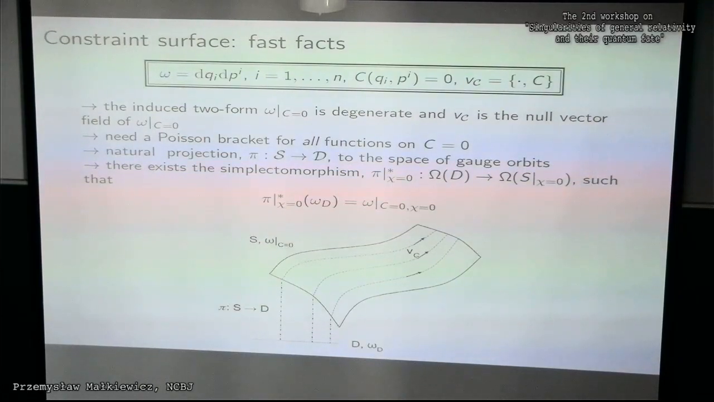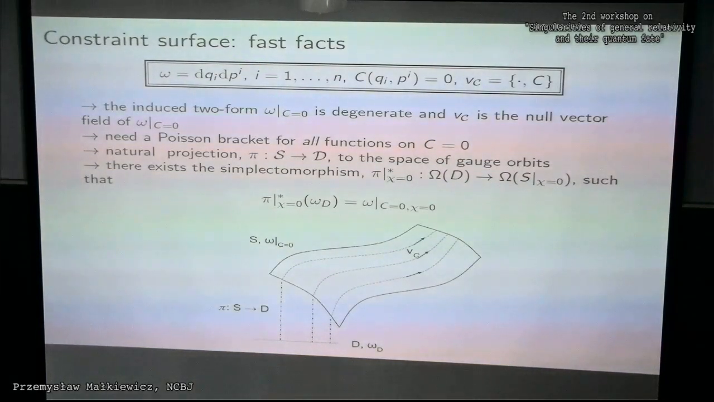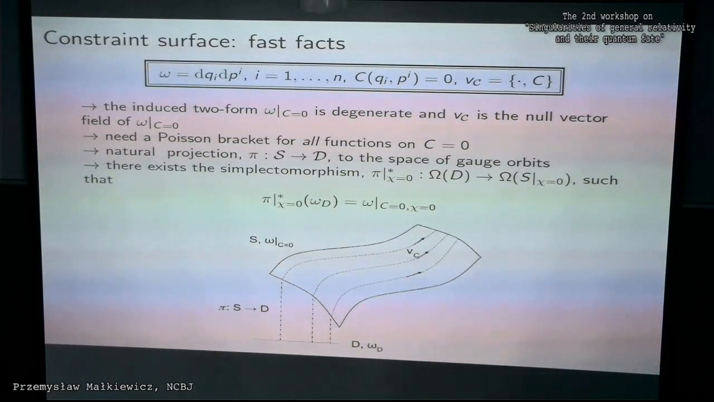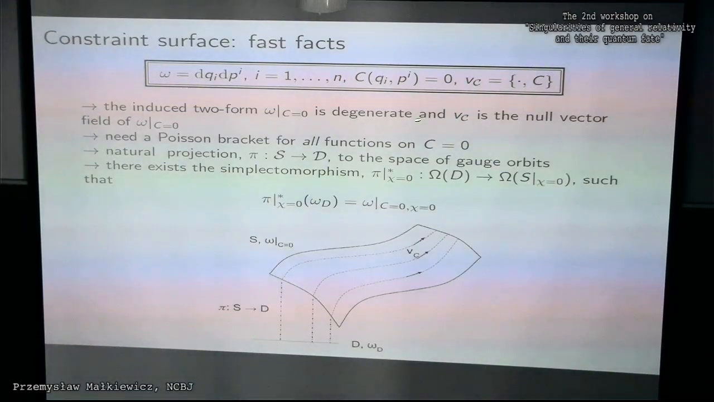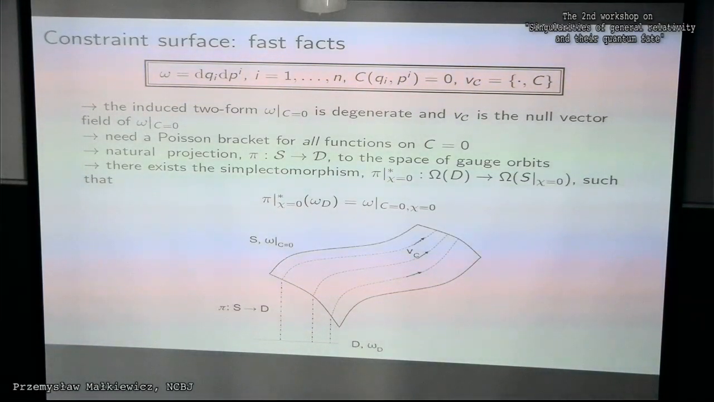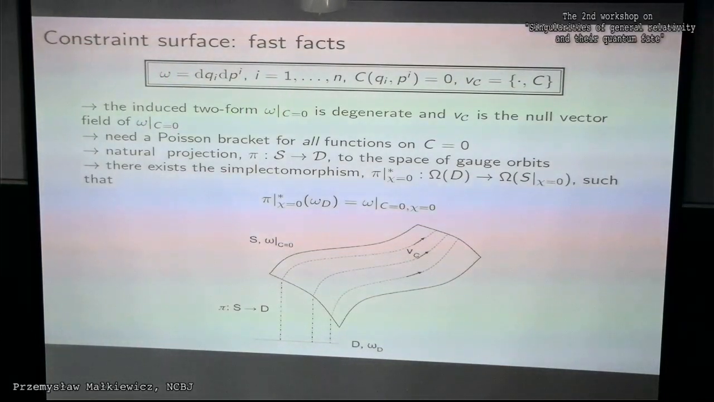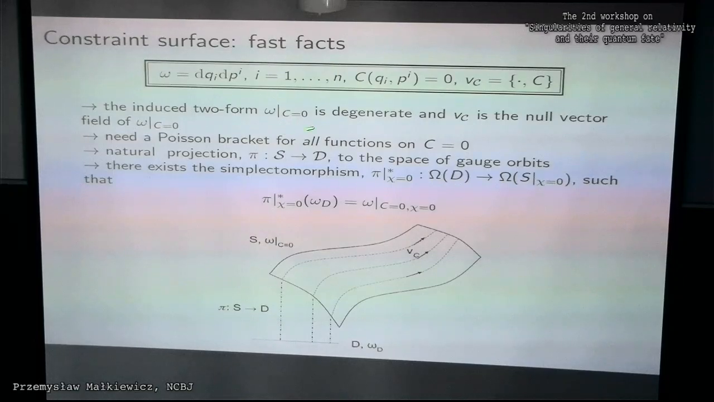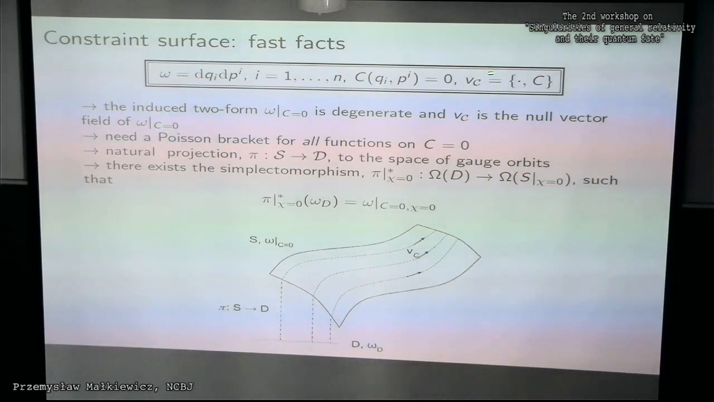So let's take a more geometric view on this system. We have a kinematical phase space with a symplectic form, we have a constraint surface which is given by this constraint function, and we have the Hamiltonian vector field generated by this constraint function. The induced two-form on the constraint surface, which I denote by this, is degenerate, and the null vector field of this two-form is exactly given by the Hamiltonian vector field. So it's actually an almost complete characterization of the system.